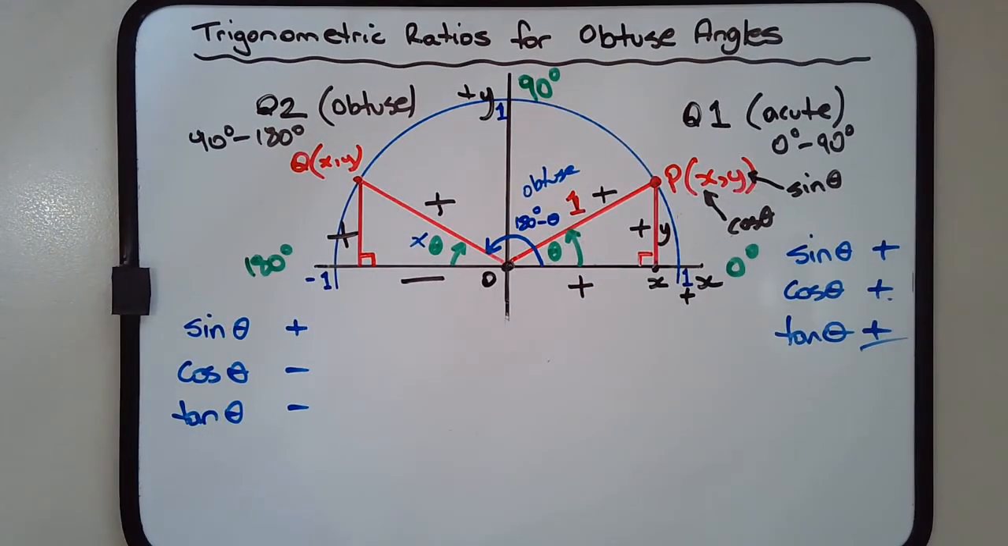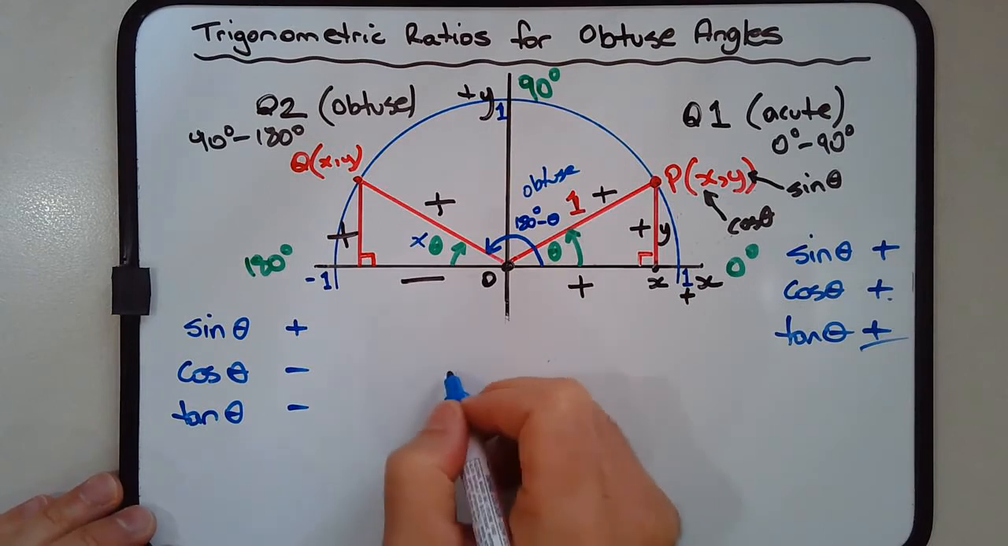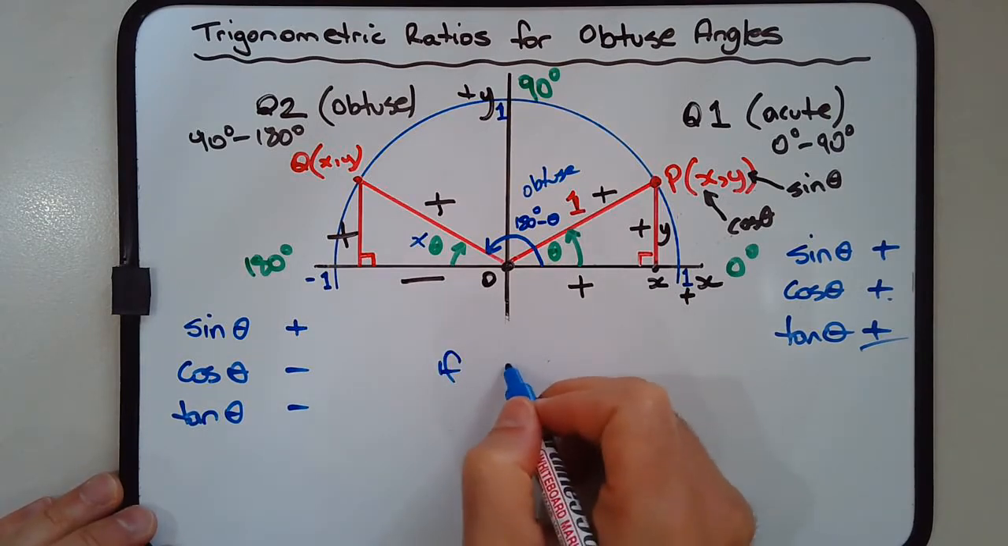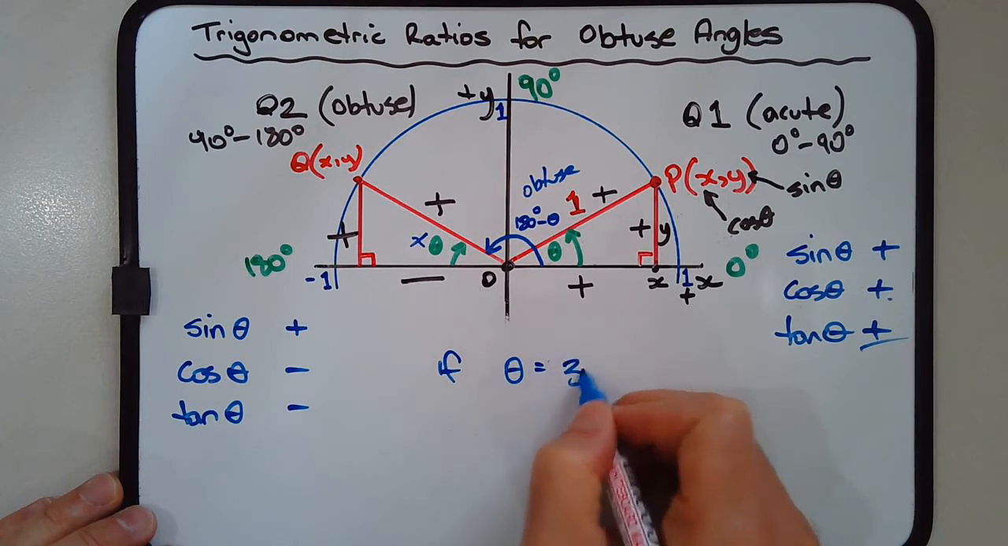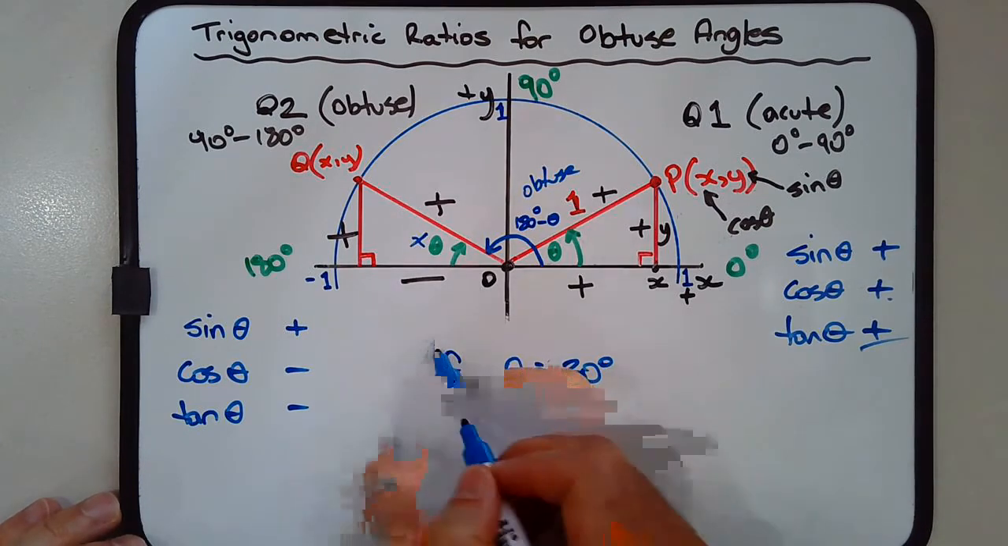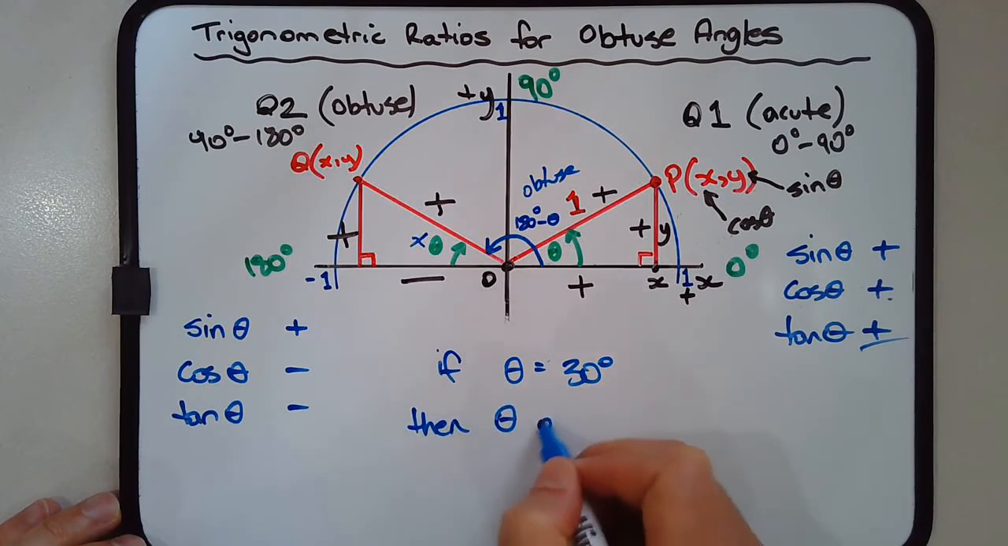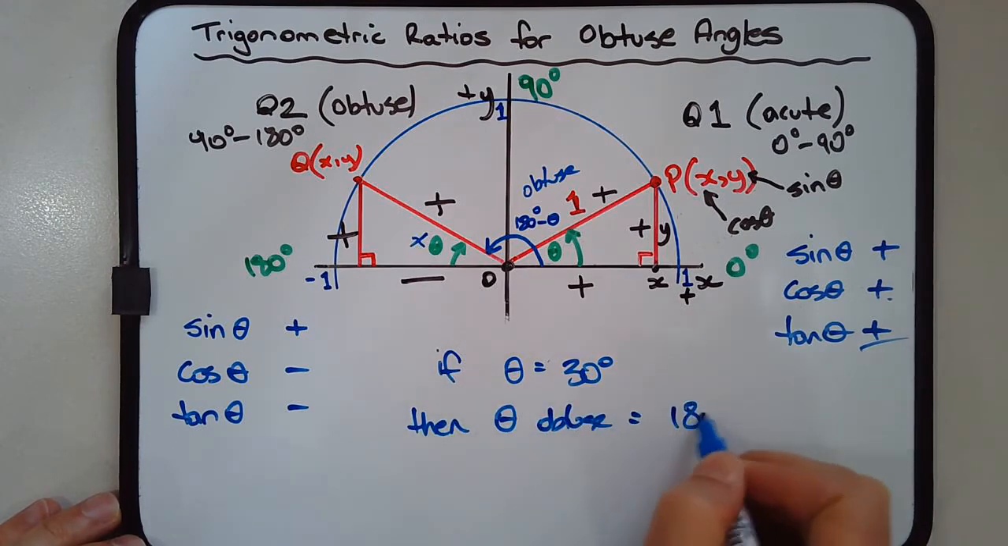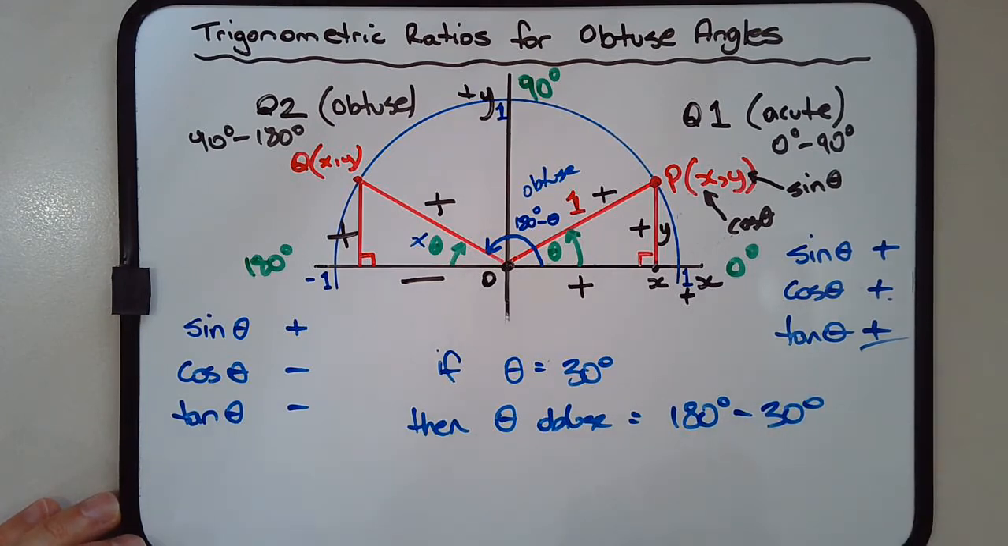So if you're given an acute angle theta, what's the obtuse angle? Let's say theta happens to be, for example, 30 degrees. Then theta obtuse is equal to 180 degrees minus 30, which equals 150 degrees, and that's the relationship between the two. So given the acute angle, we find the obtuse angle by subtracting the acute angle from 180 degrees.